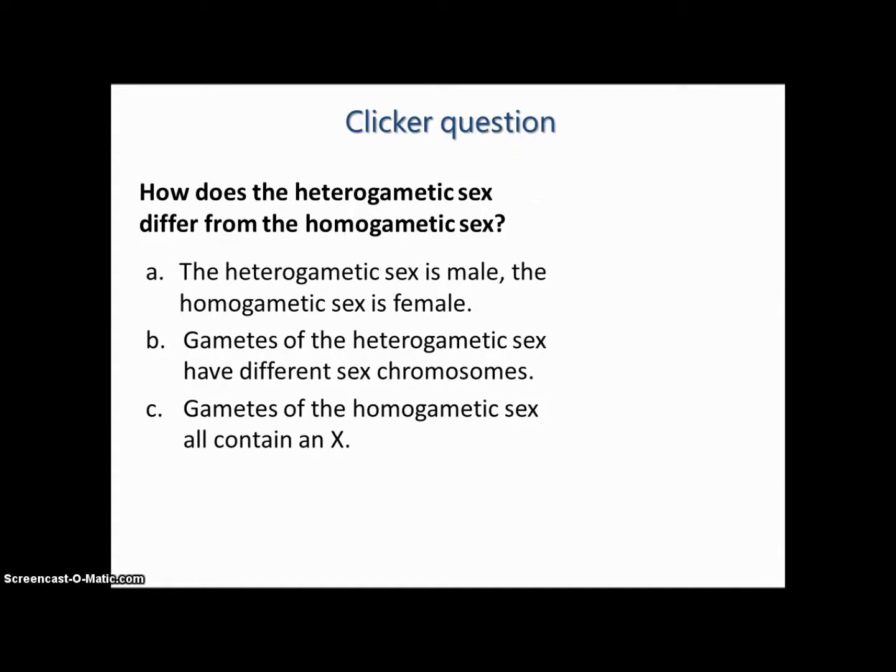So this is just a practice question that if you want to pause the video and take a stab at it, go for it. Just asking, how does the heterogametic sex differ from the homogametic sex? And it is the case that the heterogametic sex is defined as the one having different sex chromosomes, so the answer is B.